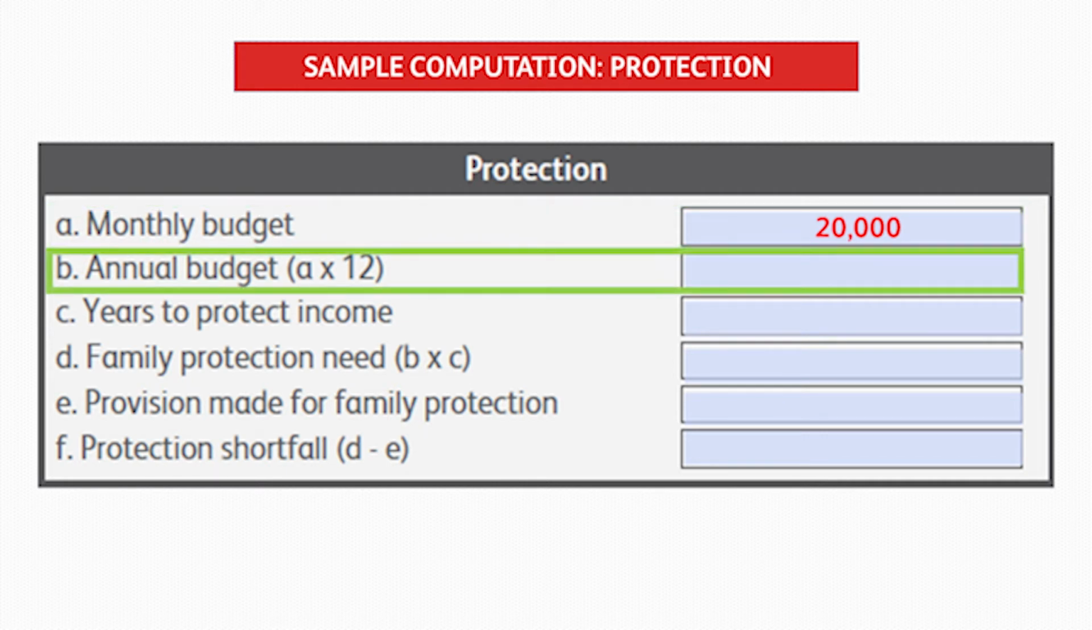B. Multiply that number by 12 to determine how much they spend on average in a year. Using our example of 20,000 pesos, we'll get 240,000 pesos.